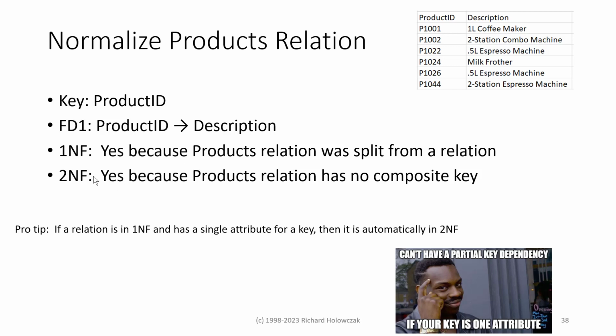Is it in second normal form? The answer is yes. Why? Because product relation only has a single attribute as the key. So it's impossible to have a partial key dependency here. In fact, that's a little bit of a shortcut. If a relation is in first normal form and it has a single attribute for a key, then it's automatically in second normal form. So this makes life really easy. Single attribute key, only one functional dependency, you're good to go. You're in first normal form, and you're in second normal form. So at this point, the products relation is normalized.